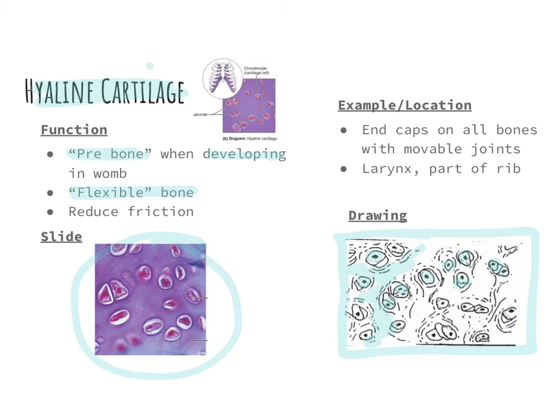And another thing that hyaline cartilage does is it reduces friction. The reason why this happens is hyaline cartilage is smooth and shiny. So specifically, in our movable joints, hyaline cartilage helps to reduce friction. So it's not like fibrocartilage. It's not rough to the touch. Hyaline cartilage is smooth and shiny. So it helps to reduce friction. It helps our movable joints glide past each other.